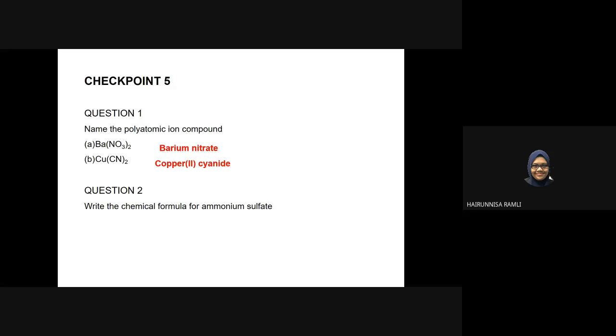Okay, so write the chemical formula for ammonium sulfate. Okay, sulfate berapa charge dia? Apa dia punya structure? SO4 2 minus. NH4 plus. Okay, so the combination. NH4 parenthesis 2 SO4. Dapat eh? Dapat. Okay.